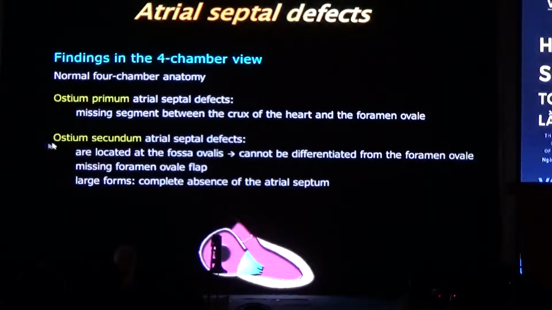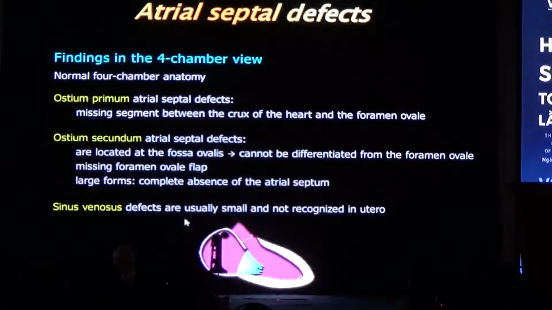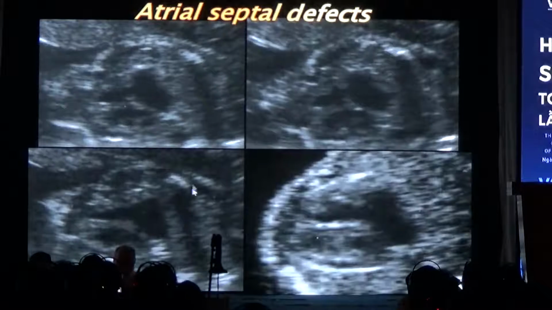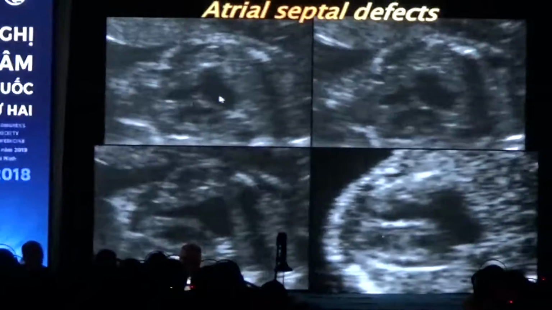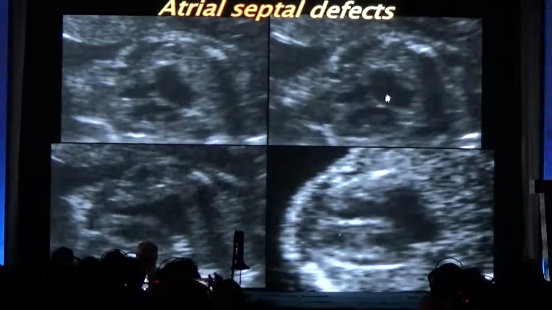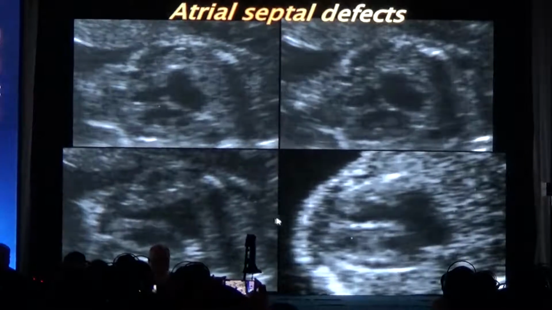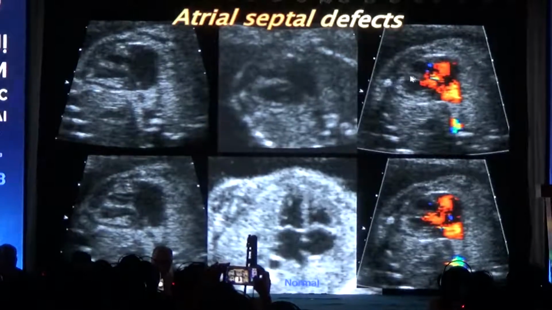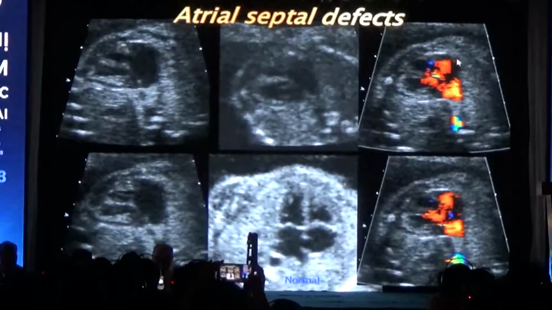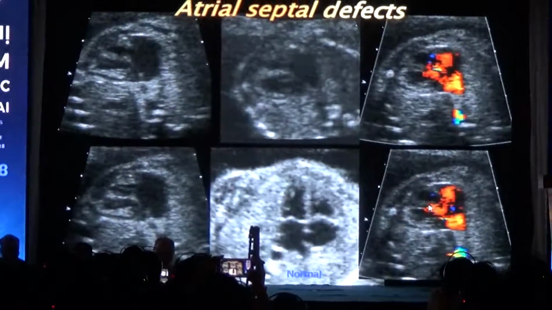Now, this is the type that we see most commonly, the ostium secundum, when you have a very large form. When you don't see any interatrial septum, this is typically an ostium secundum, and the sinus venosus are rare and we don't really see them very often. So here we have a four-chamber, and there's a big communication between the right and the left. Same thing over here, same thing over here. This is the complete form of ostium secundum. And when you put color Doppler, you can see continuity of the Doppler signal between the two.